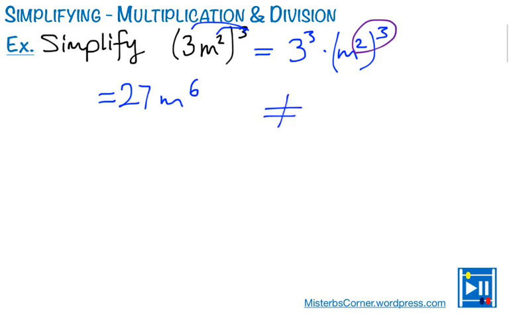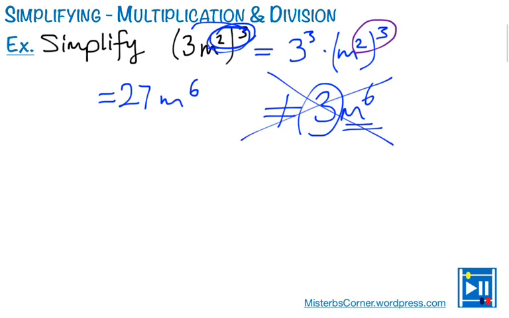it is not going to be 3m to the power of 6. You're not going to just multiply the powers here for m and not take the cube of 3, alright? So this is wrong, whereas this is correct. You have to take the cube of 3. You have to distribute the power outside the brackets here.